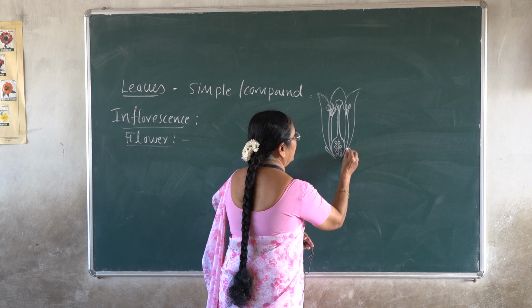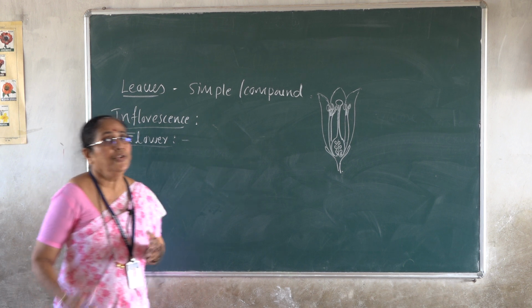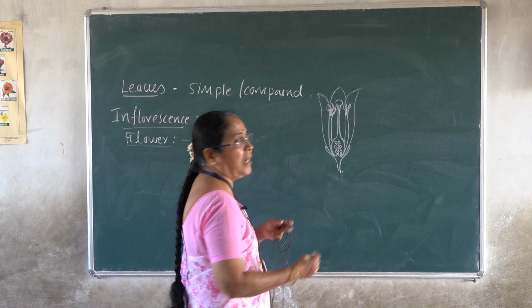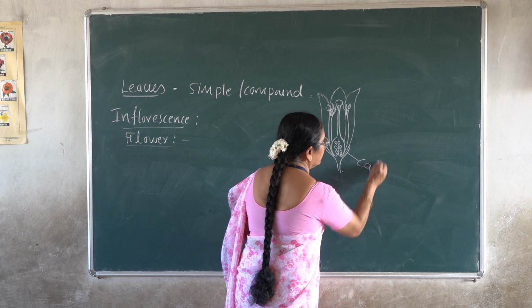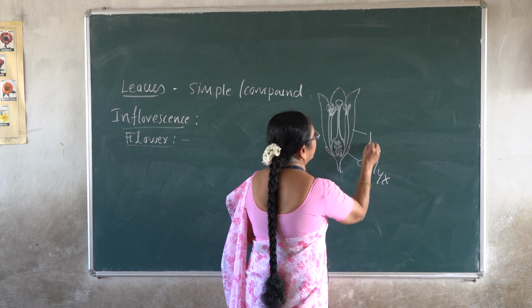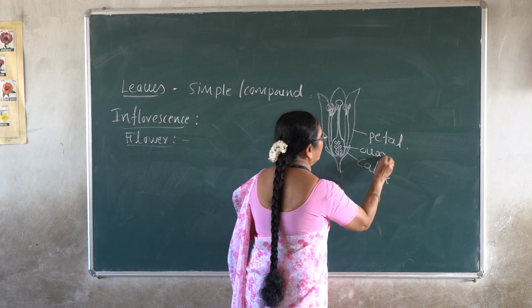Okay, after the petal, this is the calyx. This is how to draw the LS of the flower. You have to begin with the ovary and draw all the parts of the flower. Now let me label all the different parts. This is the calyx, made up of sepals. This is the corolla, made up of petals, and the ovary.